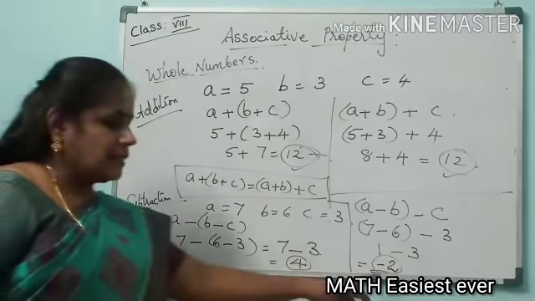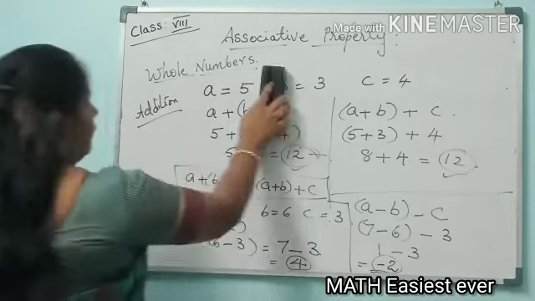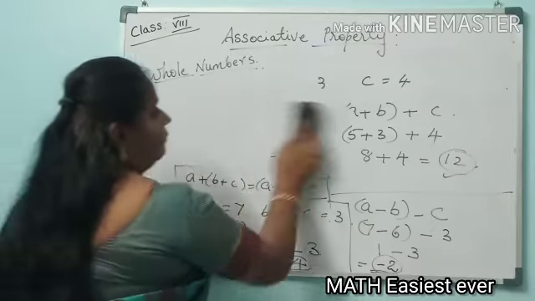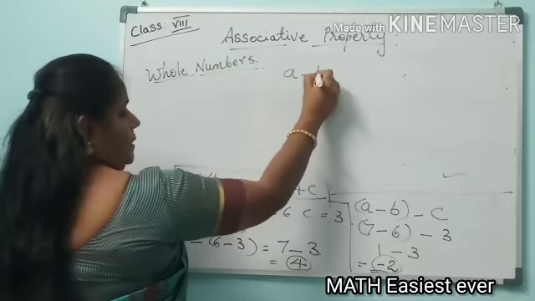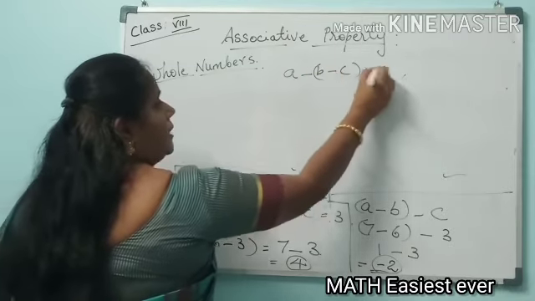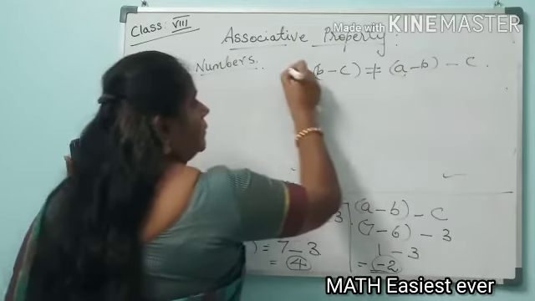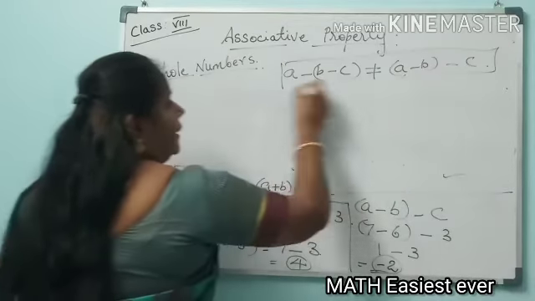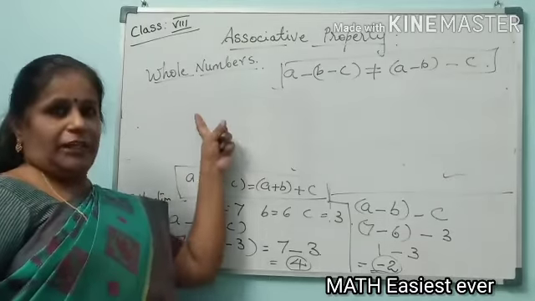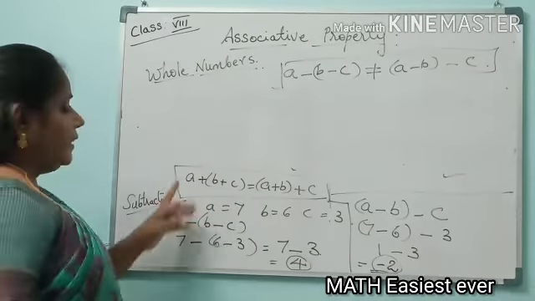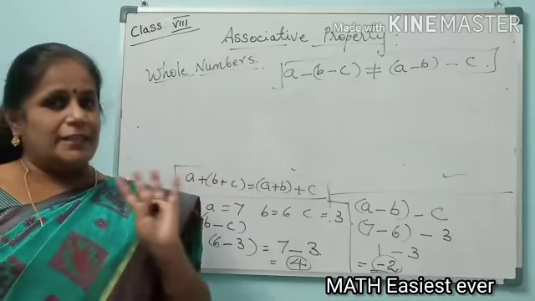So, are both answers the same? No, they are not the same. So, what do you infer from this? From this, we can infer that A minus (B minus C) is not equal to (A minus B) minus C. Okay? Which shows that associative property under subtraction is not true. Or we can say that subtraction is not associative for whole numbers. I think it's clear for you.